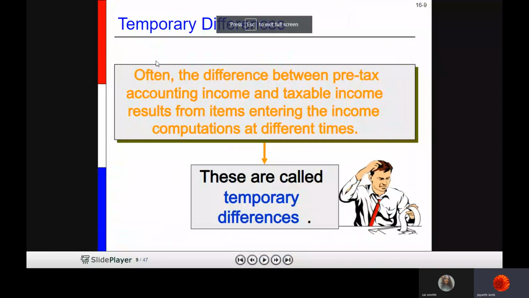So now the temporary differences also I have explained to you. Often the difference between pre-tax accounting income and taxable income results from items entering the income computations at different times. Of course, as I said, because of timing differences, when you prepare the financial report, you recognize something early. And when you prepare tax returns, you recognize when you really receive the cash in the future. So since the transaction recognition has happened at different times, that creates timing differences, and these timing differences are also called temporary differences, and that creates deferred tax asset or liability.